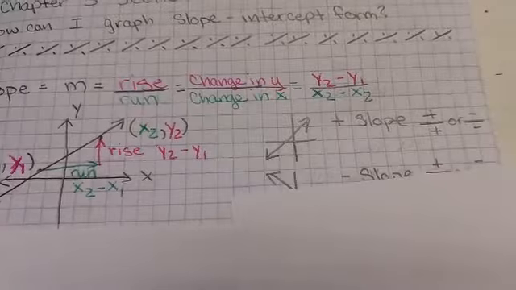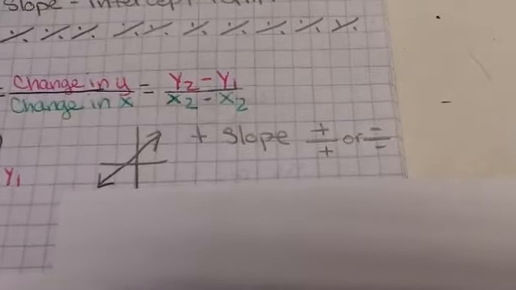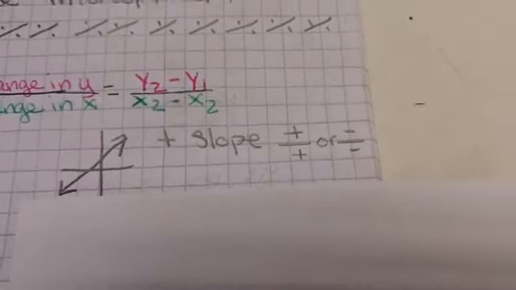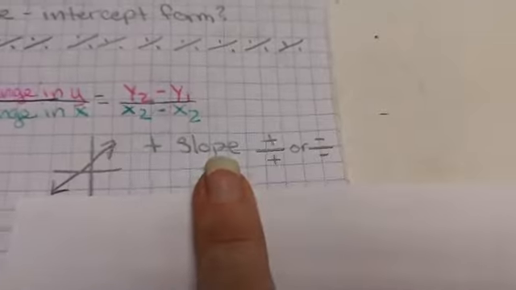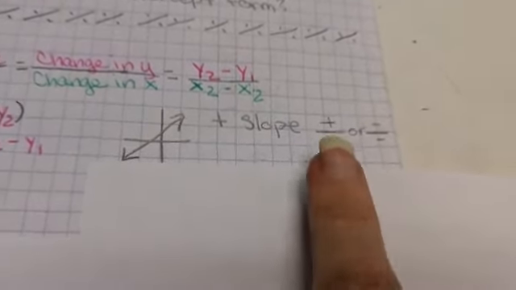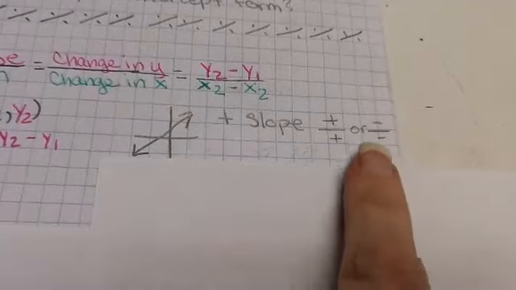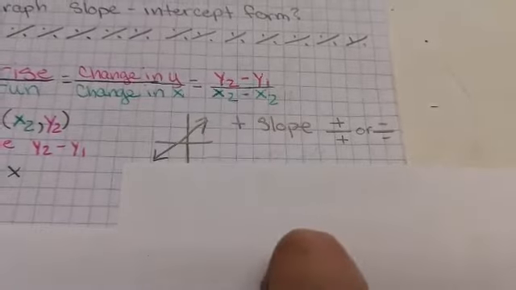So first thing that we have is that if our graph goes up towards the right, we know it's going to be a positive slope. So when we're talking about slope, it's always fraction form, which means it's going to be a positive over a positive or a negative number over a negative number. Those are our two options to get this positive overall slope.